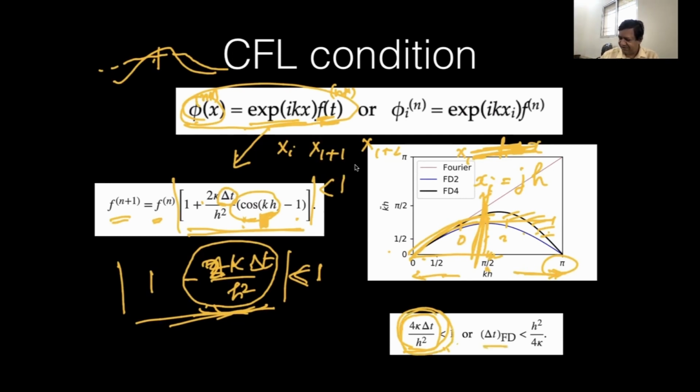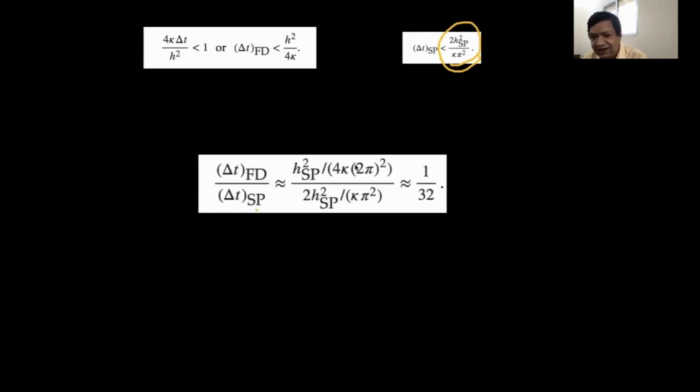So delta t for finite difference is less than h squared by 4 kappa. This is the condition for the minimum delta t. Now, if you look at the spectral method, which we derived much before, it is 2 h squared by kappa pi squared. This was done in the past for the spectral method, and the ratio of the two is here: delta t FD by delta t spectral. SP is spectral.